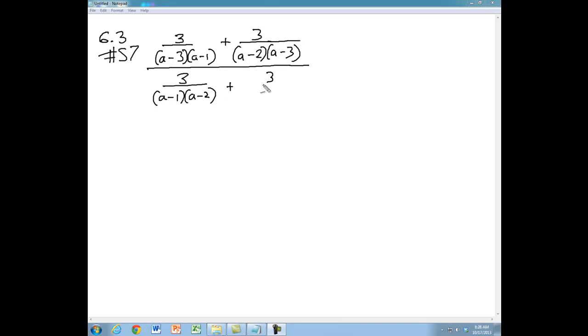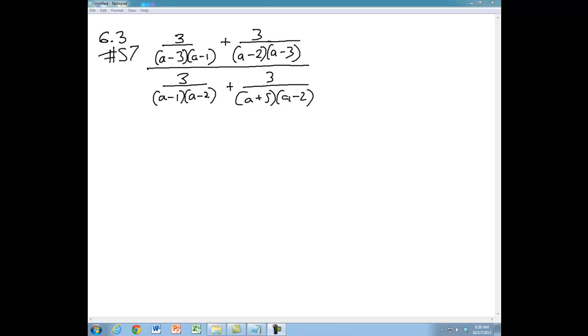plus 3 over, let's see here, in this case, the book would have a squared plus 3a minus 10, or a plus 5, a minus 2. Now, what we have to do in each of the top and the bottom is get a common denominator.